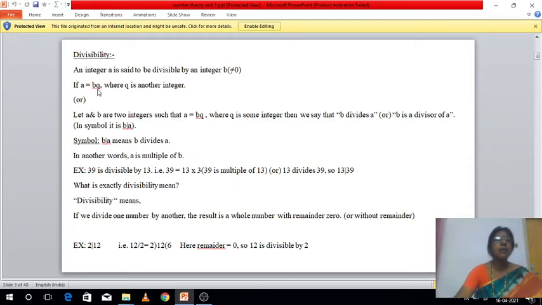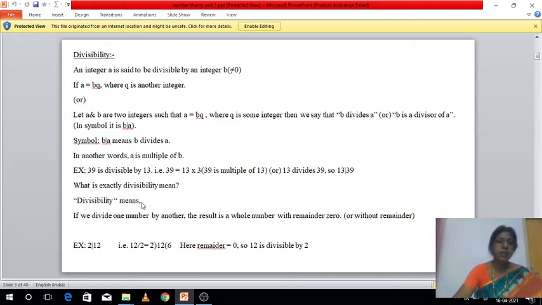Similarly, a is equal to b times q, so b divides a means a is a multiple of b. Saying a is a multiple of b and saying b divides a are the same. Clearly here 39 is 13 into 3, which means 39 is a multiple of 13. In other words, 13 divides 39.